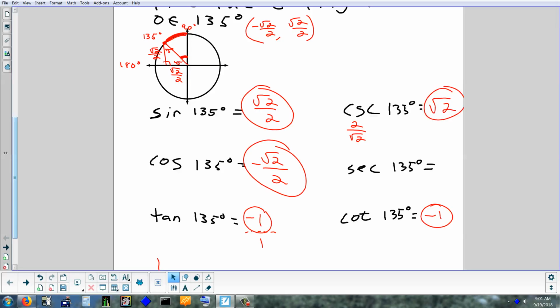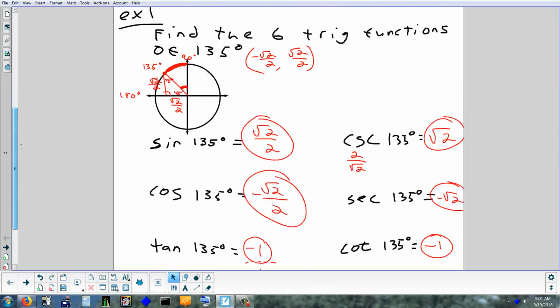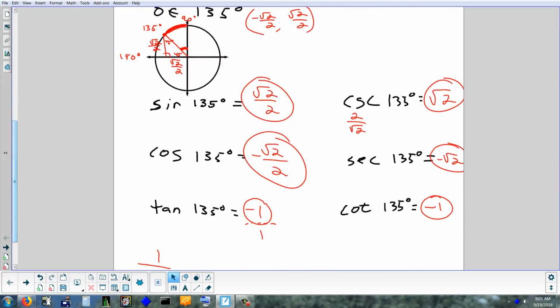Now, if the cosecant is the square root of 2, what's the secant? Would be negative square root of 2. It's just negative square root of 2, because the only difference when you flip the cosine is it has a negative. The sine didn't. So that's the only difference in the final answer. It has a negative. And that would be your 6 answers, working with 135. Any questions on that?